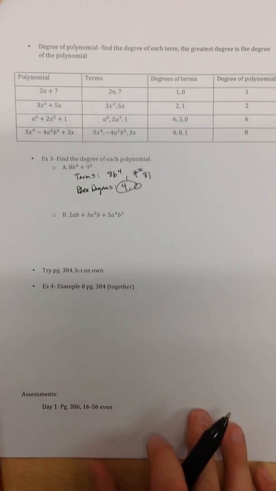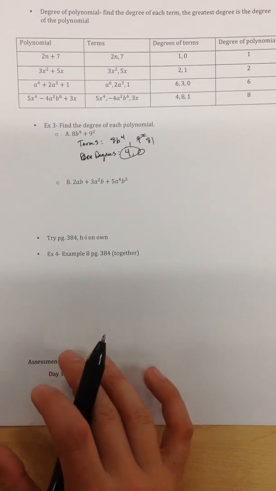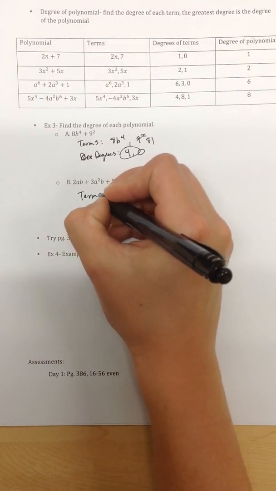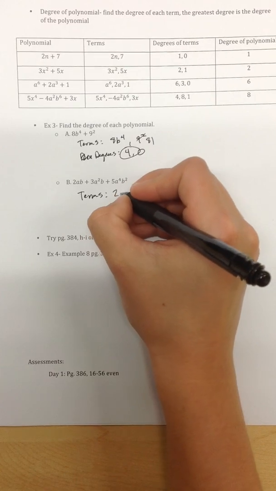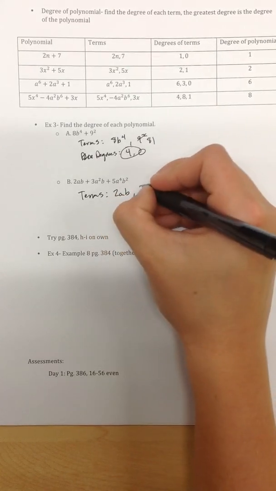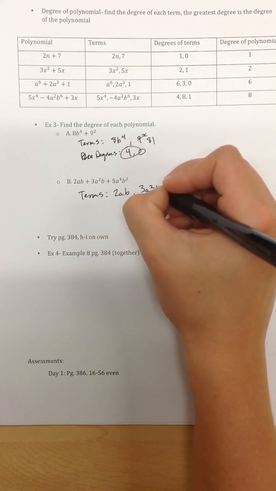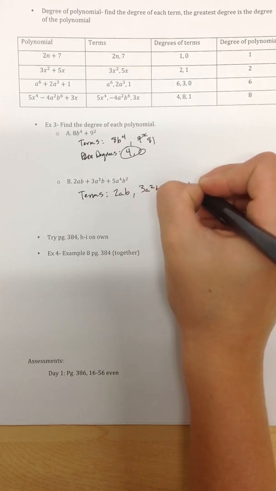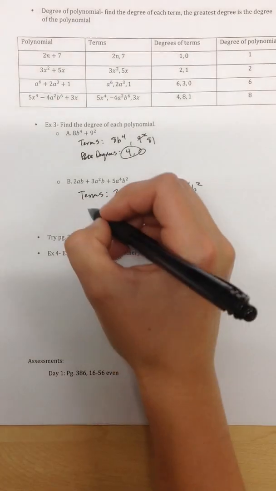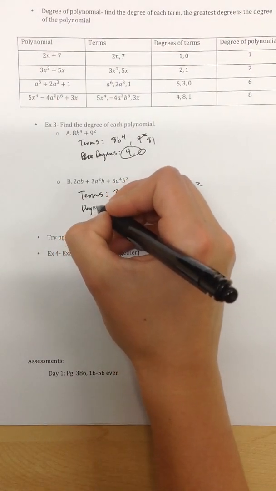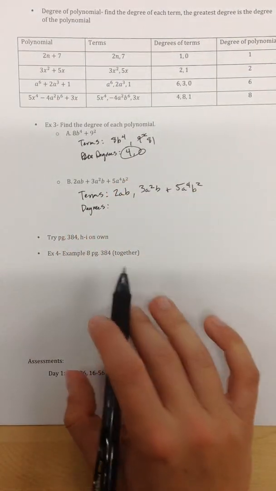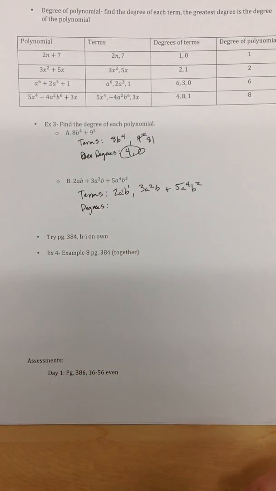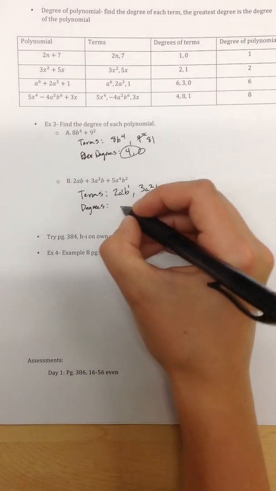Okay. Next one here, we're going to do the same thing, so we're going to break it into our terms. So our different terms here would be 2ab, 3a squared b, plus 5a to the 4th b squared. Then I figure out my degrees for each of those. So 2ab, my a is to the power of 1, my b is to the power of 1, so those combined together would give me a degree of 2.